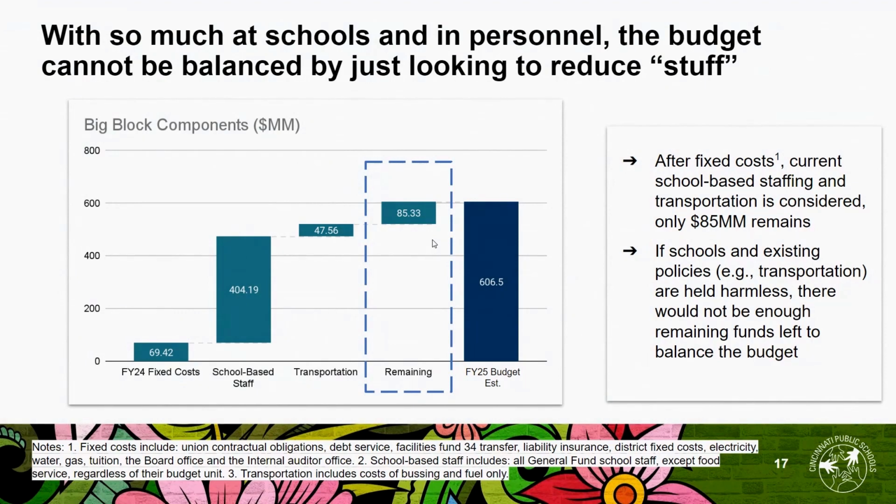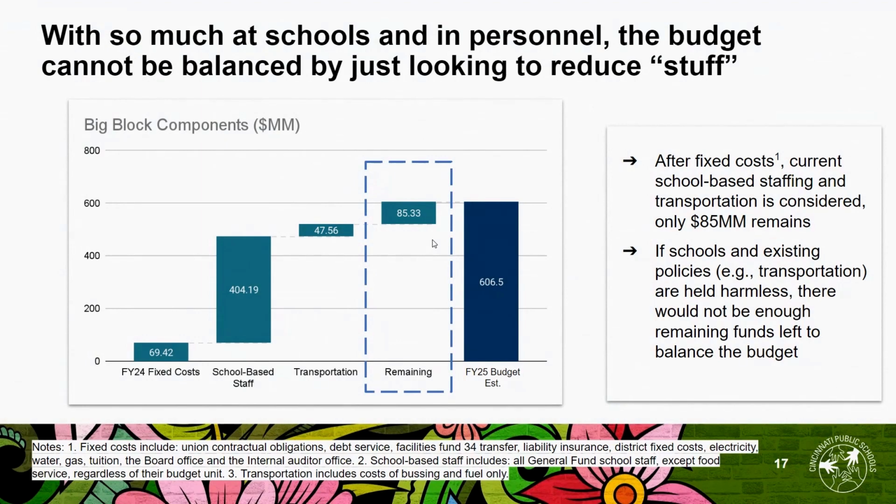The second bucket we see on here are school-based staff. So this is everyone that is staffed at a school: counselor, teacher, librarian, custodian, principal, AP, on and on that list goes. That group of staff is $404 million in our current budget. The third one here is our transportation, and this is just representing the cost of buses, metro, and fuel for the buses. It does not include any staff in the district associated with transportation. That's $47 million this year.